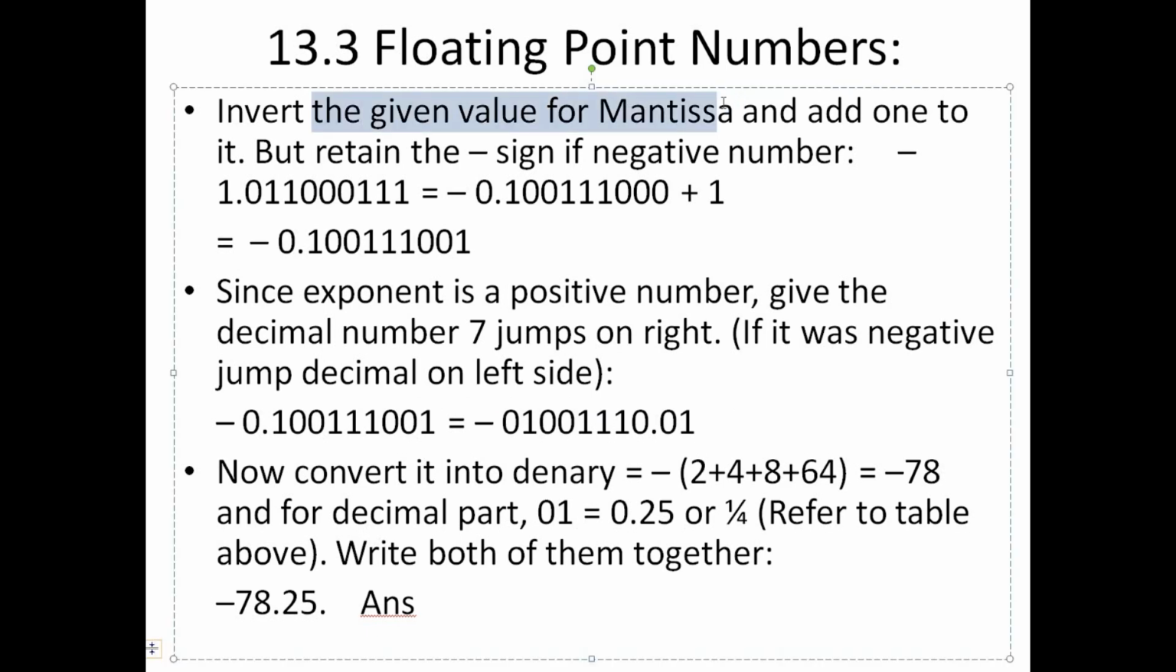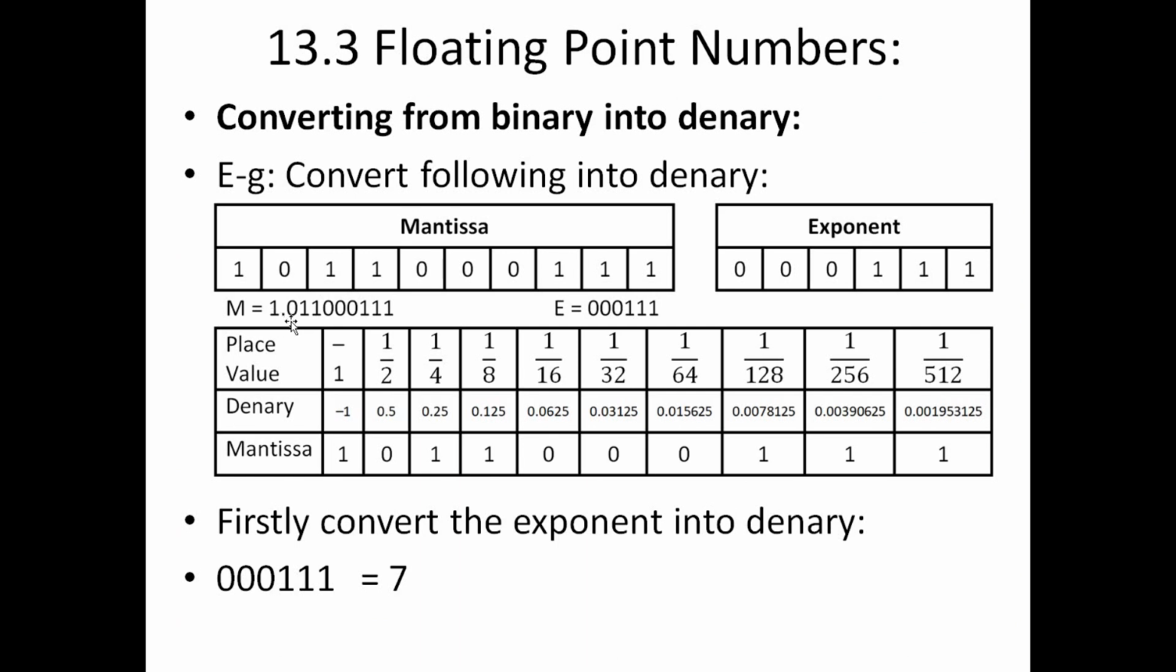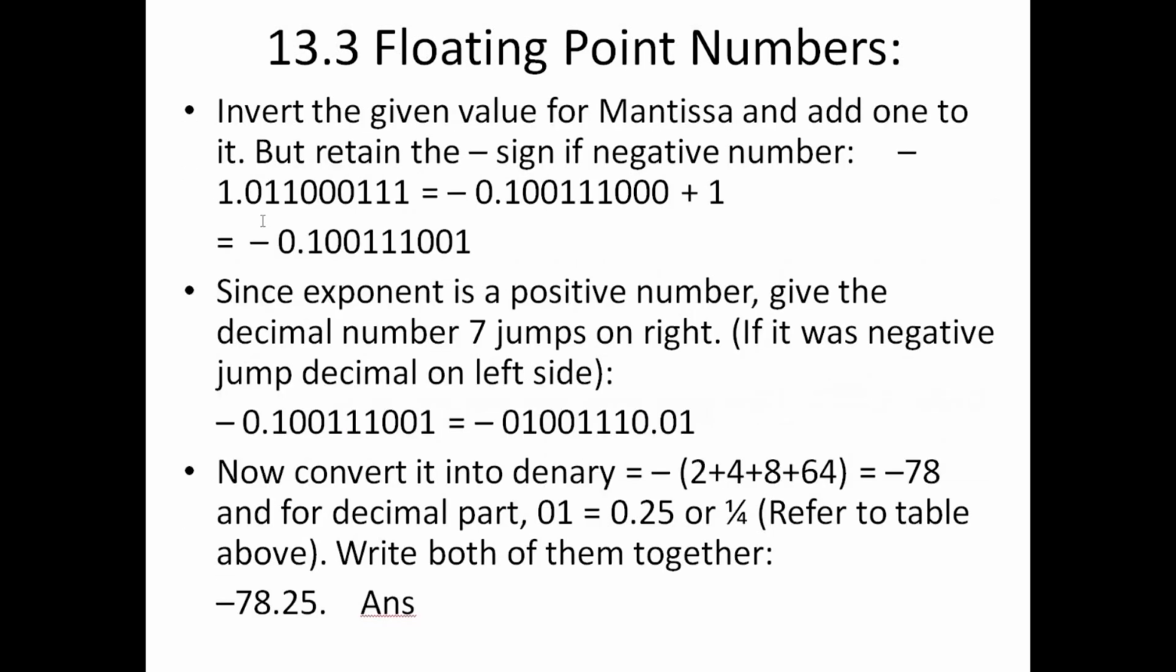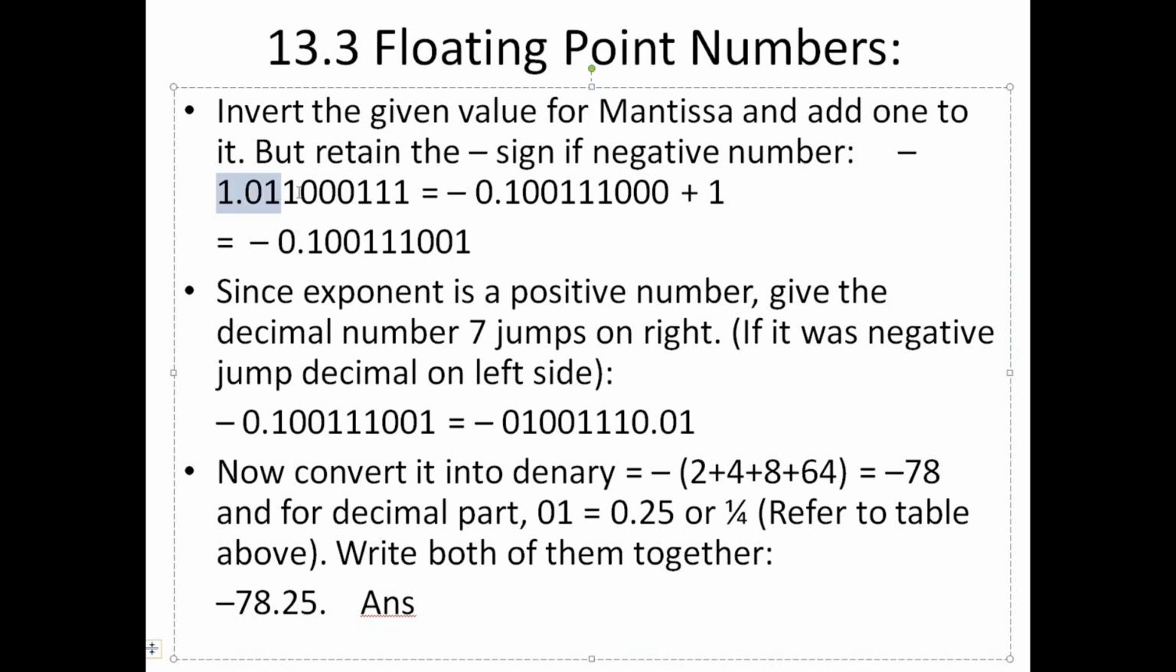Now invert the given value for the mantissa and add 1 to it, but retain the negative sign if it is a negative number. For example, over here the mantissa is 1.0 1 1 0 0 0 1 1. This one in the beginning indicates a negative number. Invert this number but retain the negative sign. It would be 1 0 1 1 0 0 0 1 1 would become negative 0 1 0 0 1 1 0 0, and then add 1 to it, so the final answer becomes negative 0 1 0 0 1 1 1 0 0 1.